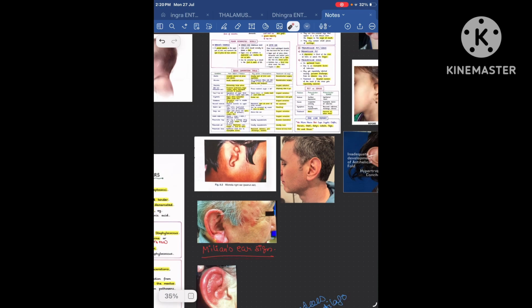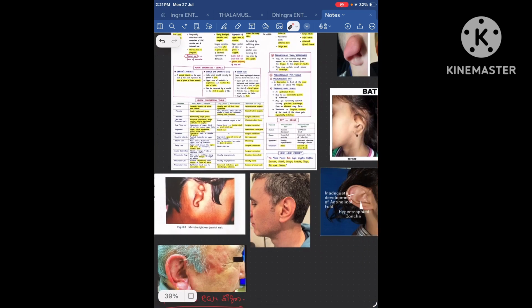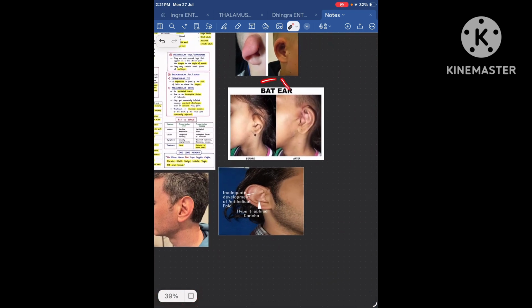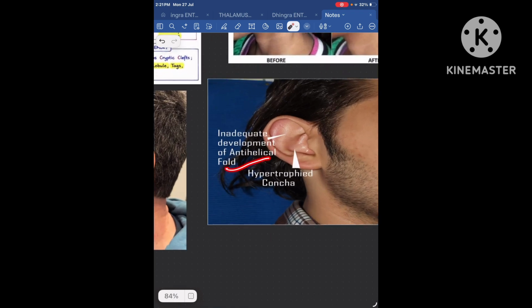That is large ear. Large. You will find a large pinna. Now let's talk about the bat ear. That is important. That is prominent ear. See, this is the bat ear. These two diagrams. In this bat ear, what is there? There is inadequate development of the anti-helical fold. You know, there is the anti-helix. So there is no development of the anti-helix. There is hypertrophied concha. The concha will look like this.